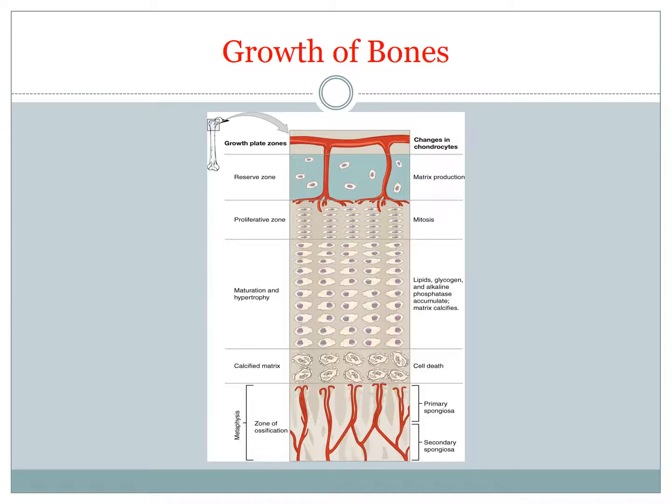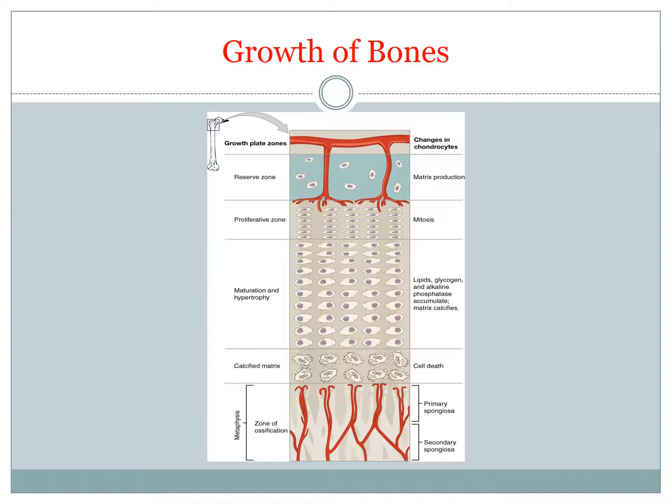Older chondrocyte cells closer to the shaft enlarge. This area is called the zone of maturation and hypertrophy. The matrix surrounding the chondrocytes becomes calcified, resulting in the death of the chondrocytes and deterioration of the cartilage, called the zone of calcification. Osteoblasts in the medullary cavity then ossify the cartilage spicules, forming spongy bone within the zone of ossification.